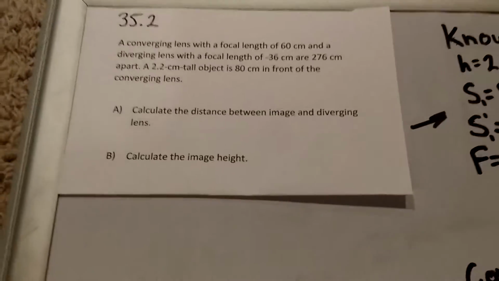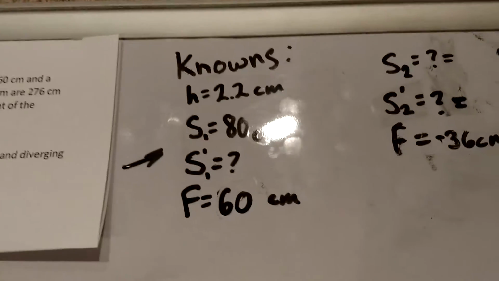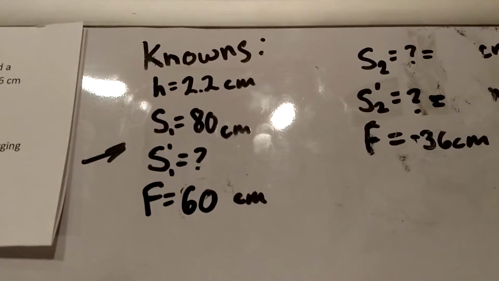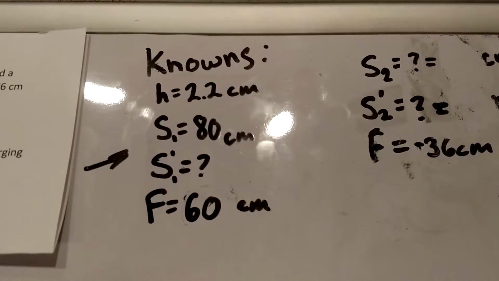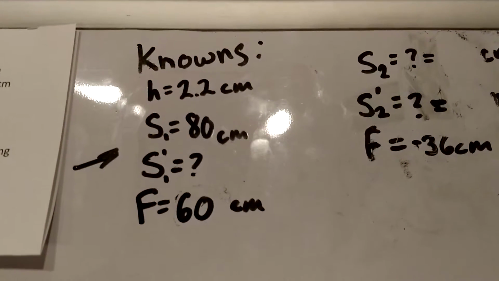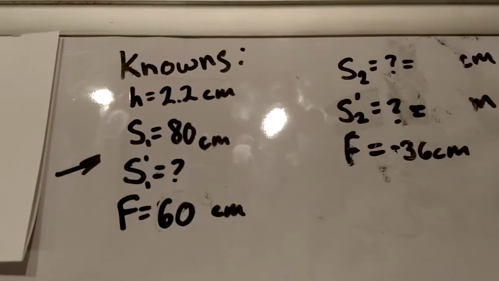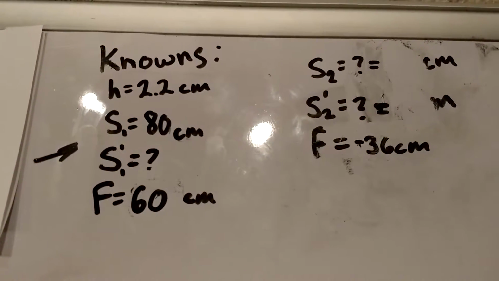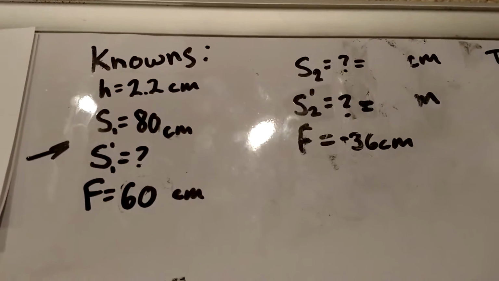Same with the height. Our known factors are that we have a 2.2 centimeter tall object. The object distance from that object to the converging lens is 80 centimeters, and the focal length of that lens is 60 centimeters. And for the diverging lens, we only know that the focal length is negative 36 centimeters.